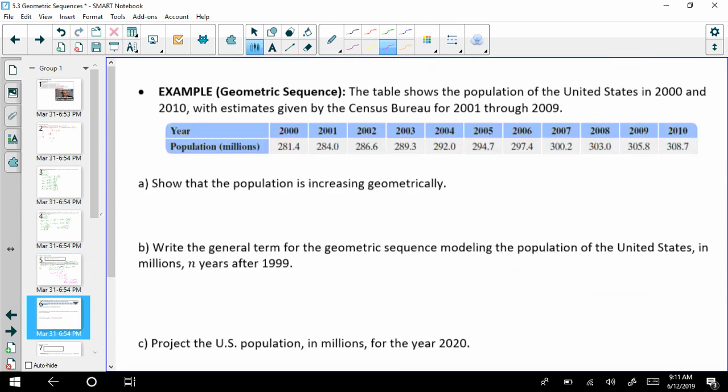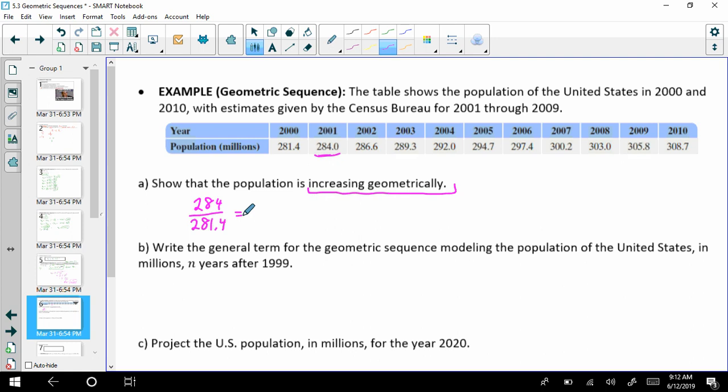Okay, next example. The table shows the population of the U.S. in 2000 and 2010 with estimates given by the Census Bureau for 2001 through 2009. Show that the population is increasing geometrically. If I want to show that it's geometric, I have to show that they are multiplying by the same thing from one term to the next. So probably the easiest way to check this, if I wanted to figure out what they're multiplying by, I'm going to take one term and divide by the thing that came before.